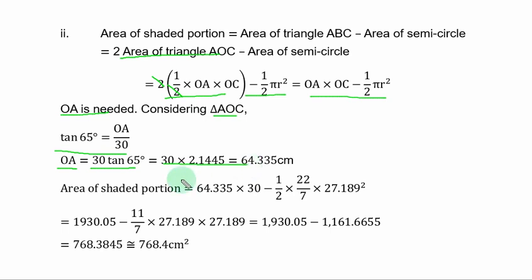64.335 cm. The area of the shaded portion is equal to OA times OC minus the area of the semicircle. This is pi and this is radius squared. If you simplify, you get this result and this. When you subtract, you have 768.3845, to 1 decimal place, 768.4 square centimeters as the area of the shaded portion.